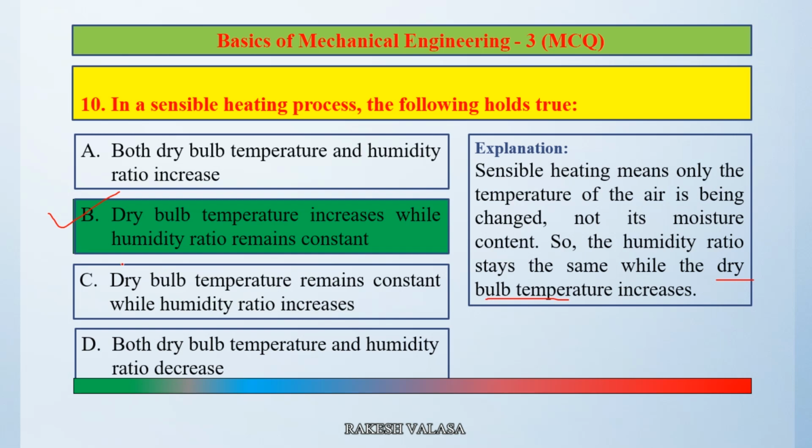So the correct answer is option B, that is dry bulb temperature increases while humidity ratio remains constant.